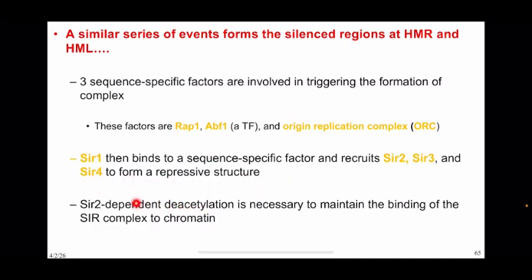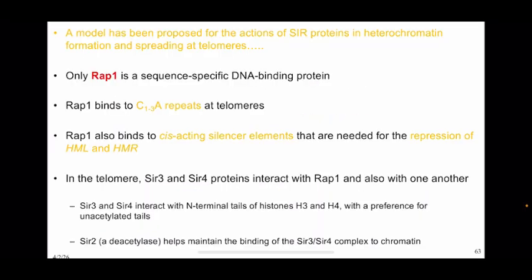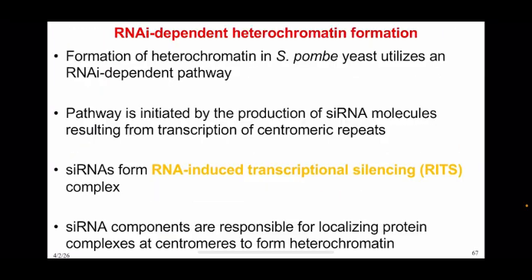We know the function of cell2, the deacetylation, and it is very necessary to maintain the binding of the cell complex to the chromatin, because we know the cell genes bind to histones with preference for unacetylated tails. So to keep the cell proteins bound, we need cell2 to keep removing acetyl groups.